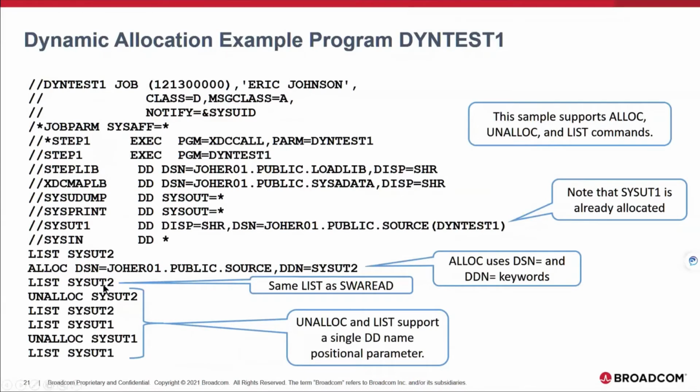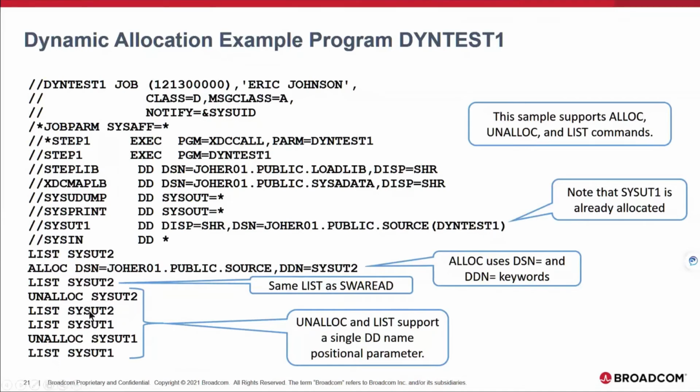When we list it here, unlike the first time, it will list out the information. And this is the same list function that we had in our previous example, that SWA read. So it's the same stuff. It just lists out the dataset attributes. Then we will unallocate it, and when we list it again, it will not be there. So we'll get a failure here to prove that the unallocate worked.